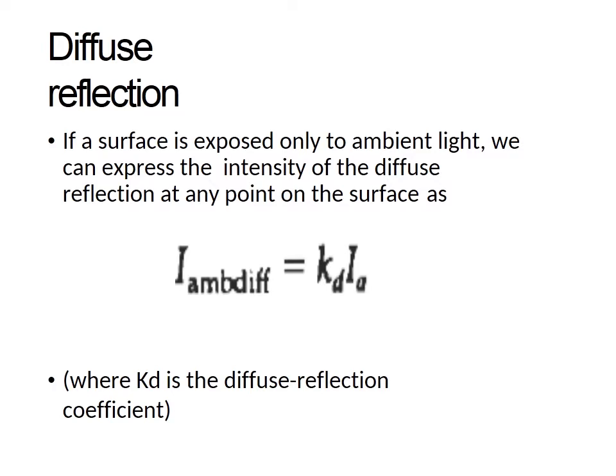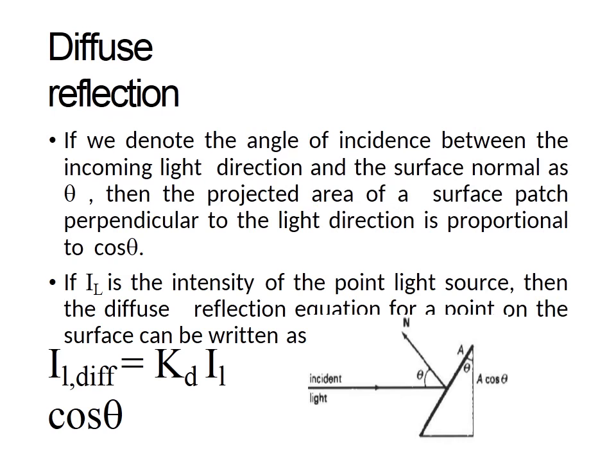In the above formula, we have seen I ambient diffuse is equal to KD into IA, where KD is the diffuse reflection coefficient. So this is a very important formula for diffuse reflection. If we denote the angle of incidence between the incoming light direction and the surface normal as theta, then the projected area of a surface patch perpendicular to the light direction is proportional to cos theta.